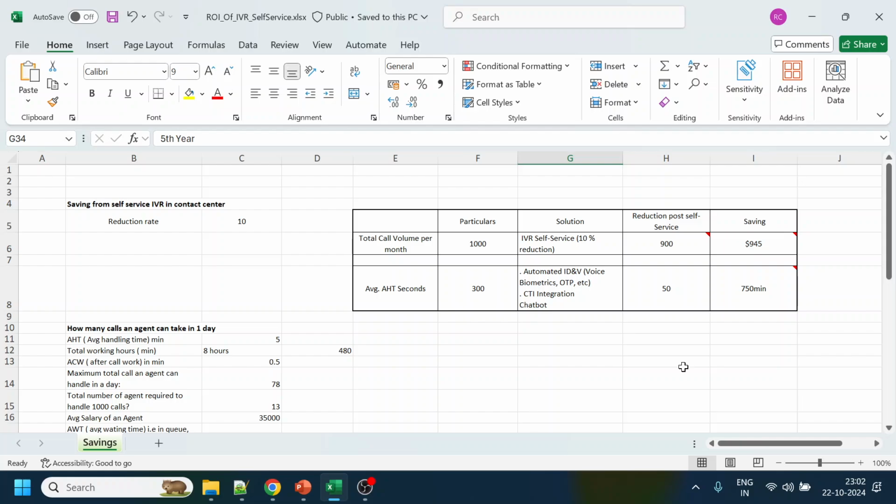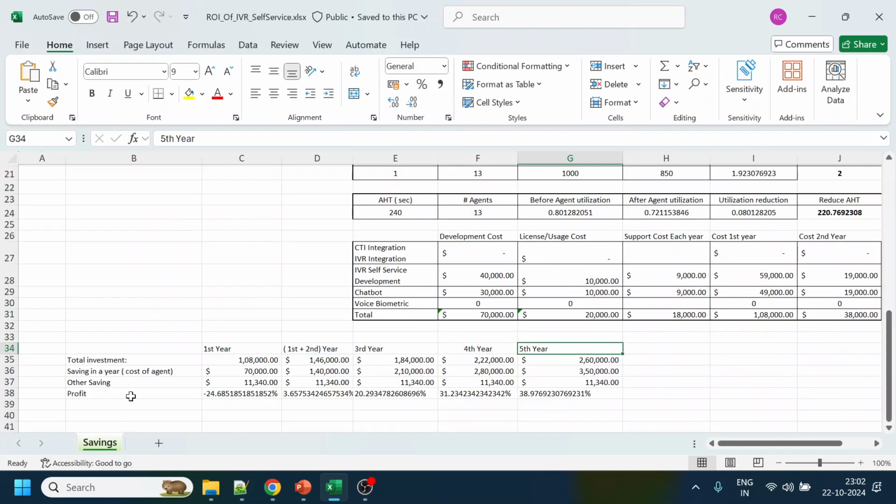Several assumptions have been taken, so do consider that while calculating or using this template. This is uploaded to GitHub. You can find the link in the description section. And do let me know in the comments what extra costs we can add to determine a more exact and appropriate return on investment calculation.